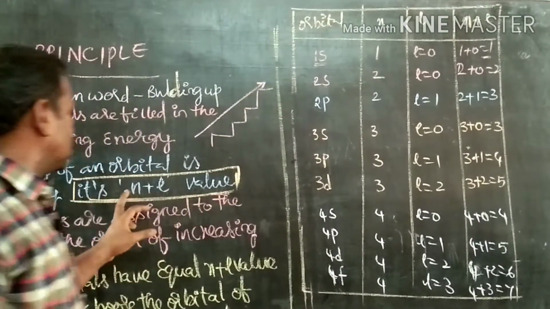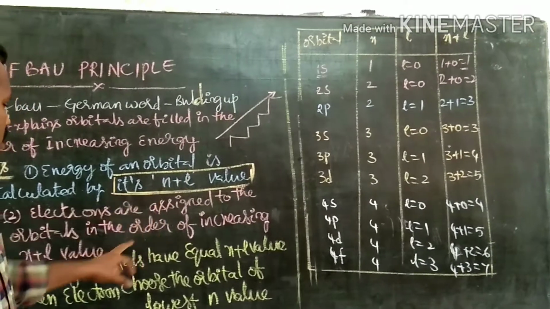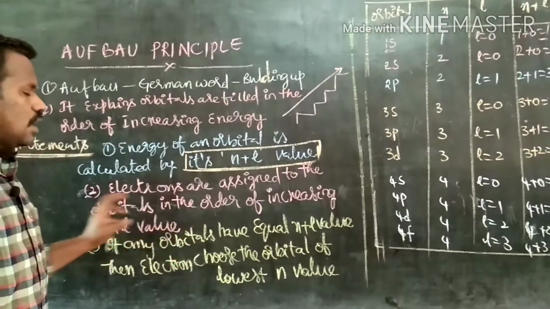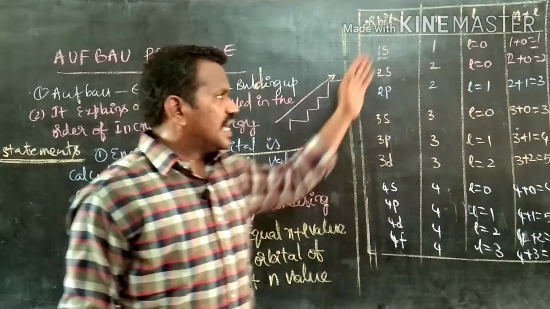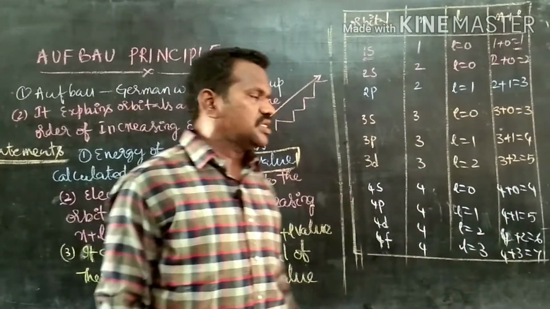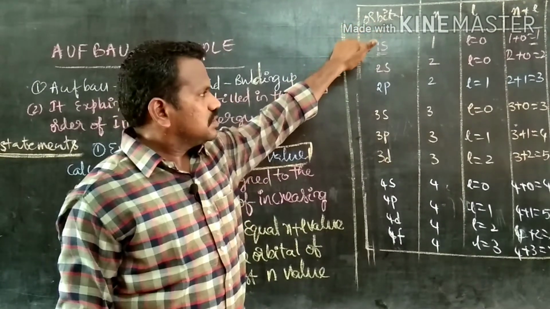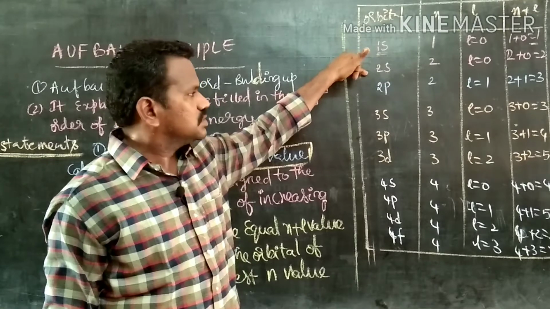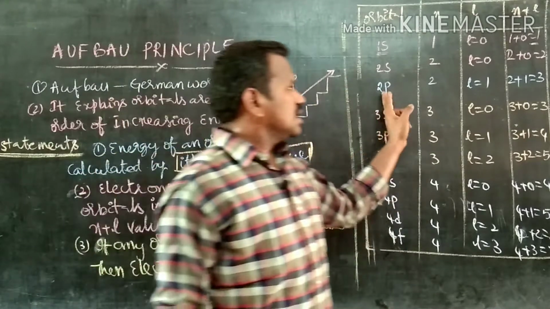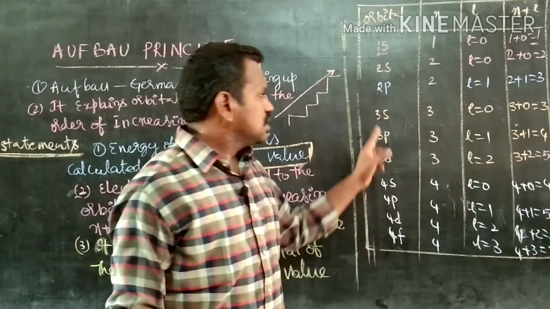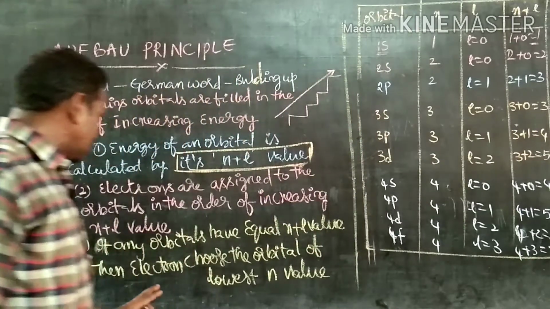As per the first rule, we calculated the energy of orbitals as n plus l value. As per the second statement, the electrons should occupy the orbitals in increasing order of their energy. As per that, first electrons enter into 1s, next into 2s. Then the problem arises between 2p and 3s. Why? Because the energy of 2p is 3 quanta, and the energy of 3s is also 3 quanta. Then we come to rule 3.